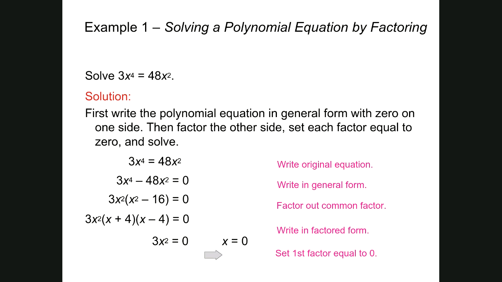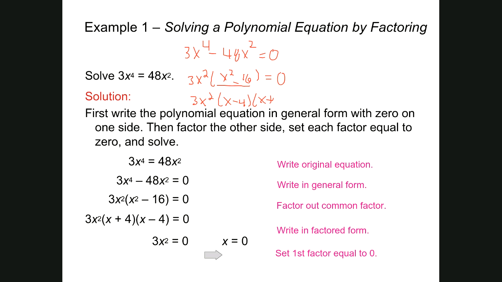So the first thing I do is I just rewrite this as 3x^4 - 48x^2 = 0. And then I factor out the greatest common factor. Well, it looks like I can factor out a 3x^2, doesn't it? If I factor out a 3x^2, I'm left with x^2 - 16. Oh boy, I'm still not done because this is the difference of two squares. So then I have 3x^2(x - 4)(x + 4).